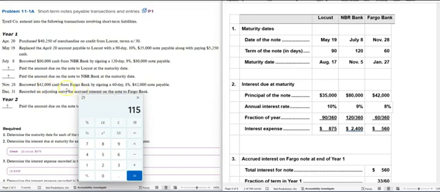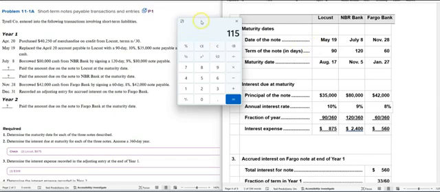The note to Fargo, issued and signed on November 28th. It is a 60-day note. There are 30 days in November. I'm going to subtract the date it was issued, November 28th. 2 days on that note will pass during November. We haven't reached maturity of 60 days.